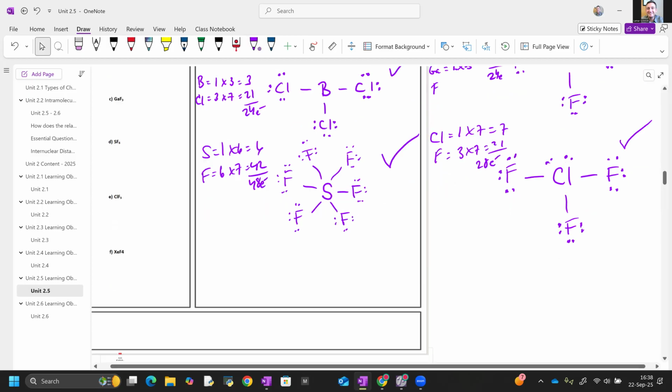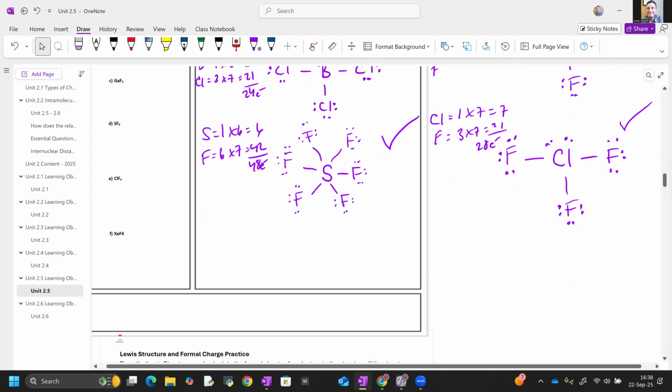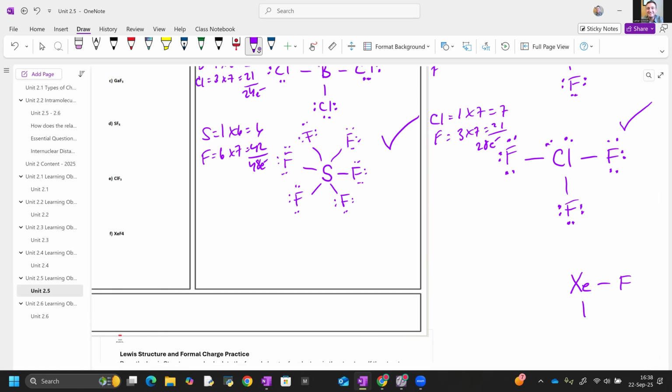All right, and then lastly, we have XeF4. So Xe, F, F, F, and F. And we put this in. Xe has 1 times 8 valence electrons, which is 8. Fluorine is 4 times 7, which is 28. And so we're ending up with 36 electrons.